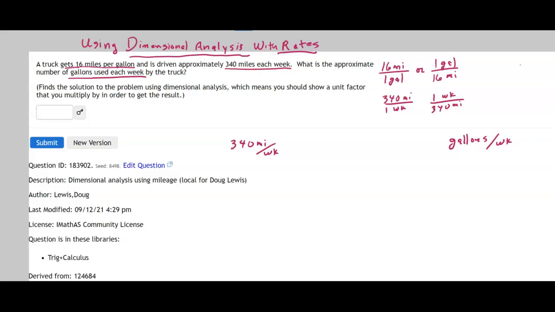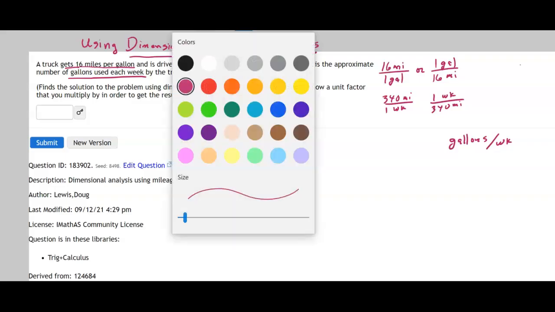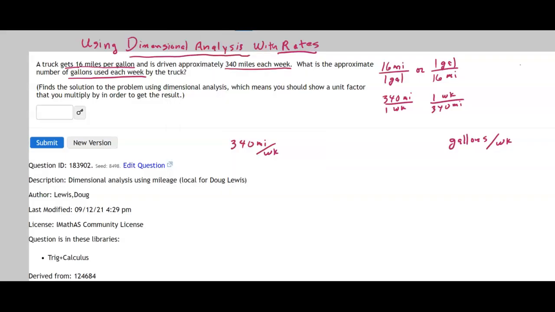And we do that by using a unit ratio. And so that unit ratio will be either 16 miles per gallon or 1 gallon per 16 miles. And we know by our previous experience that when we use a unit rate, like miles per gallon or gallons per mile, we're looking to reduce these units.